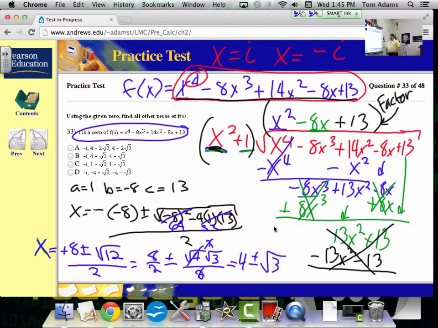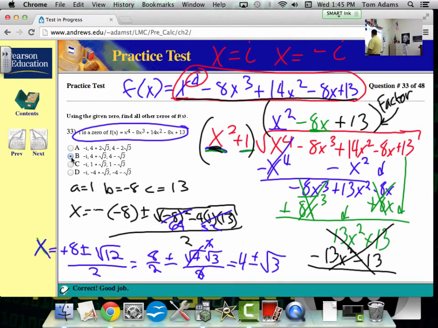All right. Now those are the x values. So what is our answer? B? Yep.